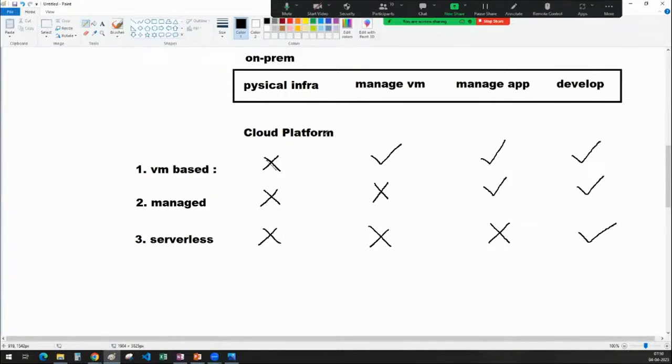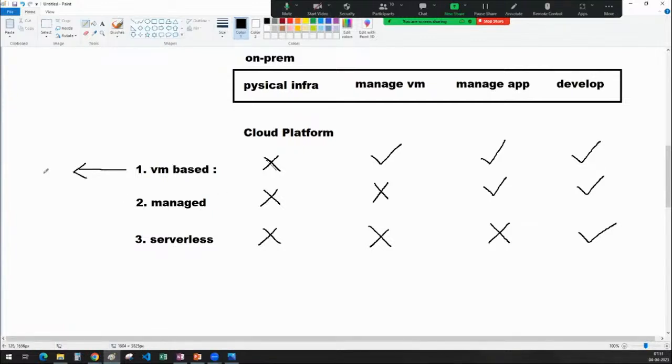How, sir? We are already seeing some data centers, right? Google has its Google data center, Amazon has its Amazon data center, and that's where they are managing the physical infrastructure. Managing the virtual machine, managing the application, and developing an application will be on you when you go to the VM based services. If you go to the managed services, the physical infrastructure as well as managing the virtual machine will be taken care of by them. Only the application and its development will be upon you. Okay. And if you go to the serverless, you are talking only about the development part. Because we will see in our upcoming classes what is fully managed, what is serverless.